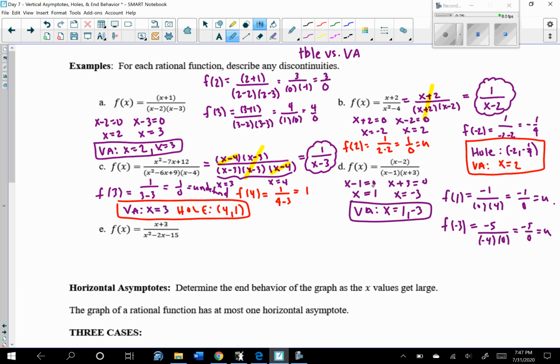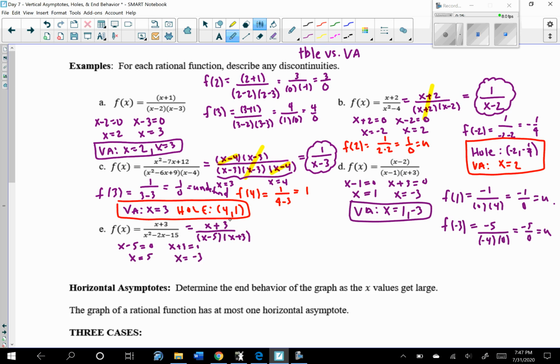All right, looking at the next question, first thing you want to do is factor. The numerator doesn't factor any further. Denominator, factors of negative 15 that add up to 2, so x minus 5 times x plus 3. So we use these two values to figure out what our discontinuities are going to be, where they're going to be at. So here I get x equals 5 and x equals negative 3.